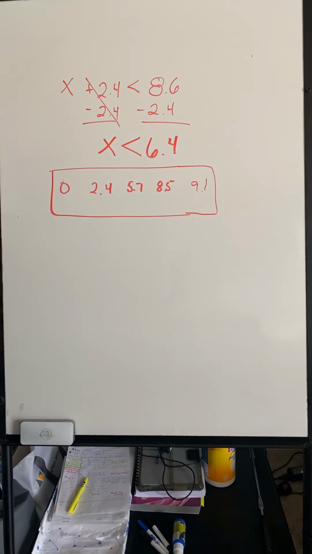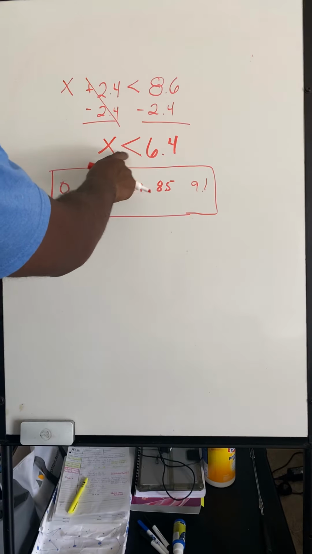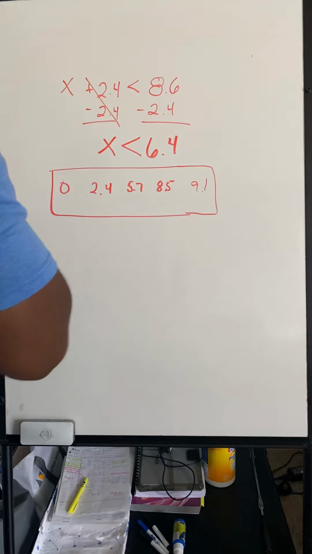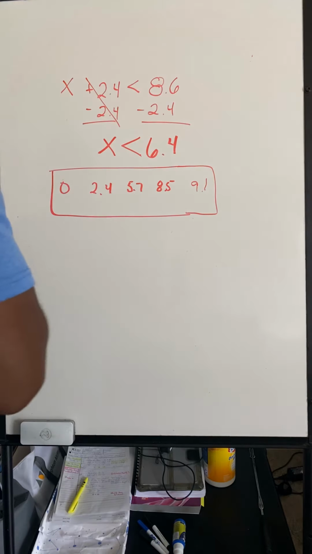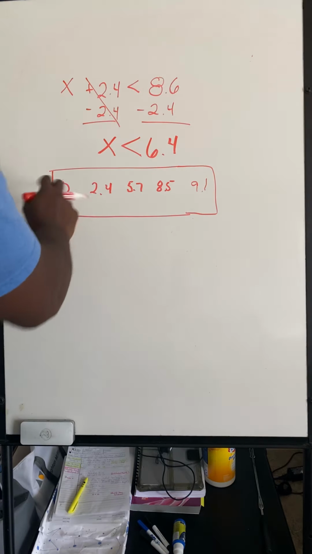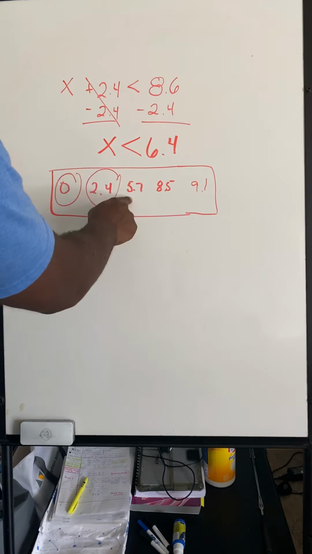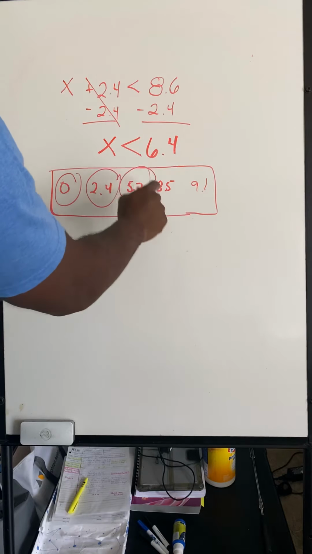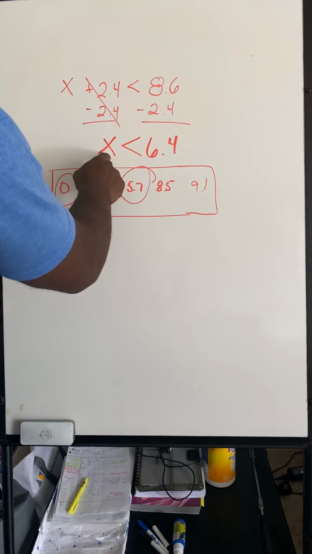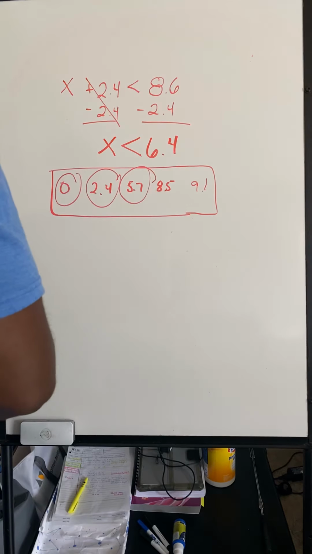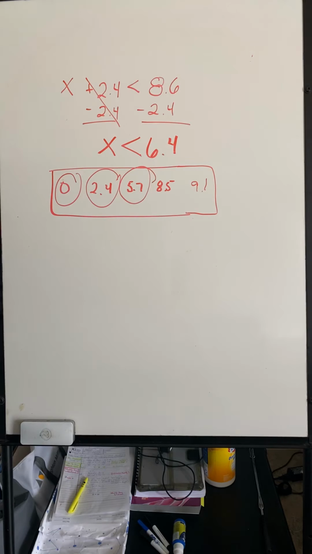9.1. They say here, for each inequality, circle the values in the box that can be substituted for the variable to make the inequality true. By me solving this, this tells you that x has to be less than 6.4. The only way this is going to be true. So, is 0 less? Yes. Is that less than 6.4? Yes. How about that one? Yes. But none of these could be put in here and this be true. Okay? So that's number 7.